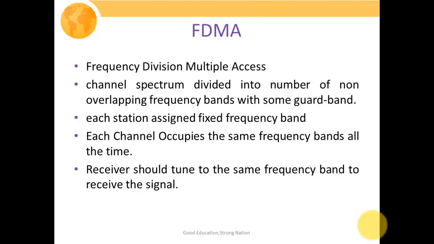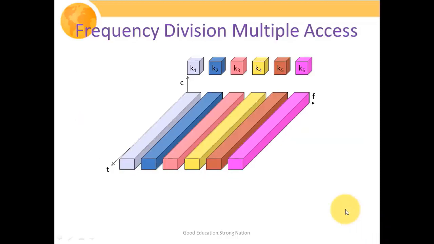The receiver should tune to the same frequency band to receive the signal. Obviously, in order to receive the signal generated by the transmitter, the receiver should tune to the same frequency band over which the transmitter is transmitting so that it can properly receive the signal. An example is the FM broadcast communication system, where we have to tune to certain frequency bands such as 91.1 or 93.5 in order to extract that information signal.